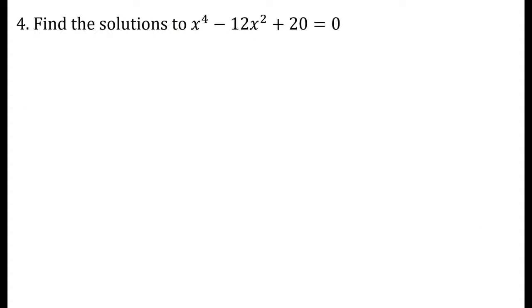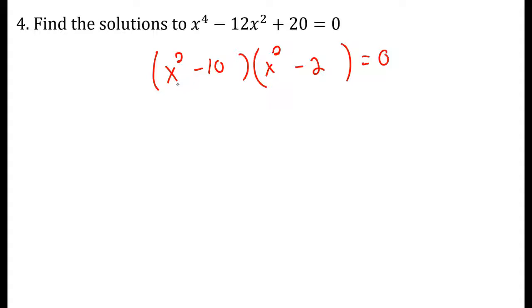Number 4, find the solutions to x to the fourth minus 12x squared plus 20 equals 0. So this looks kind of quadratic, but the first term of my factors is going to be x squared, and I'm factoring it because I'm solving a polynomial equation. What multiplies to 20 that adds to negative 12? Well, minus 10 and minus 2.